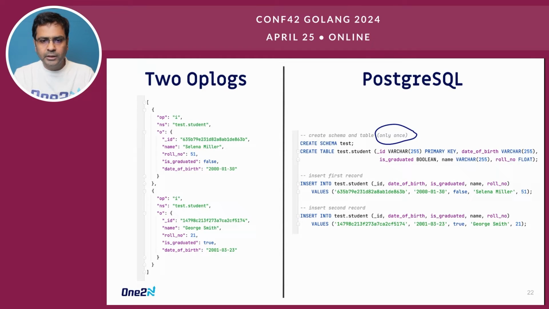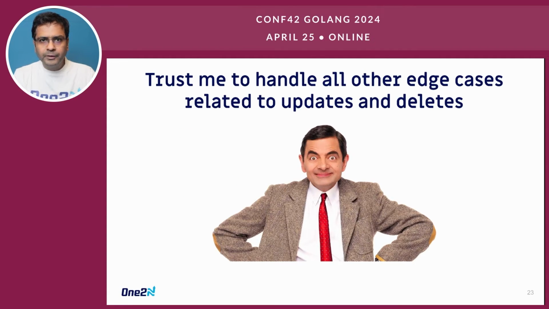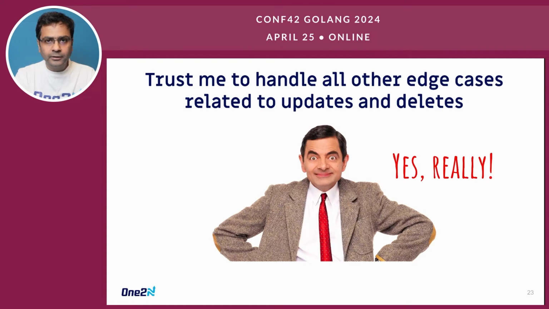We shouldn't actually. So we're going to create the schema and table only once and perform n number of inserts, right? So that's what we look at here. One insert goes here and then the second insert goes here. So we have to also maintain some sort of state to be able to not create the schema and table multiple times. For now, given this is a talk related to concurrency, we'll skip all the details and edge cases related to updates and deletes. You can trust me that I've got it handled.